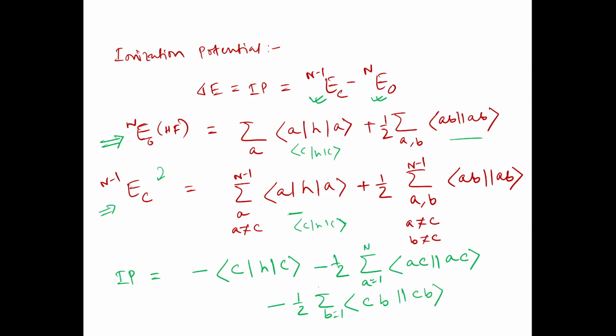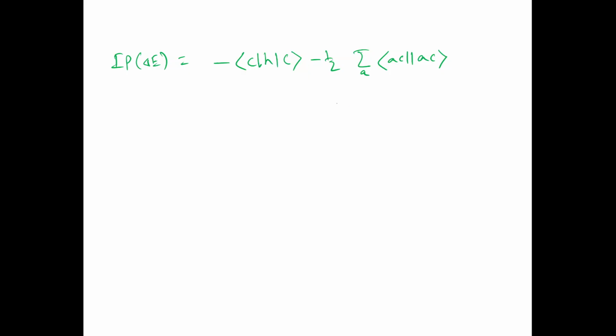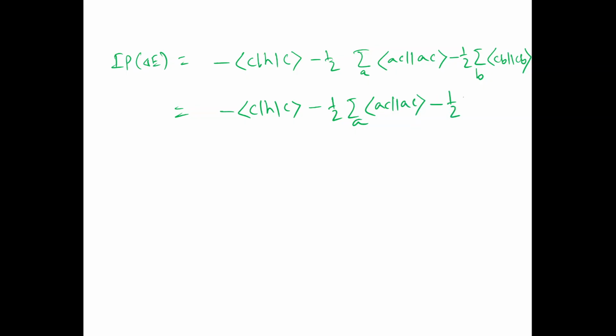and this B is also 1 to N. So AC, AC, and then you have summation over B, CB, CB, right? Now this B is a dummy index, so I can always write AC, AC in terms of A. I can replace this B with A. So you will have CA, CA, right?